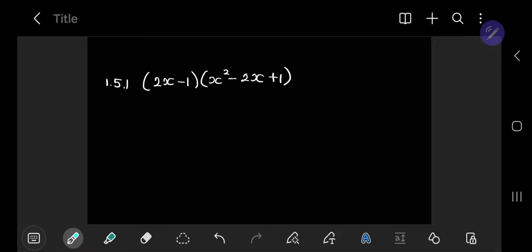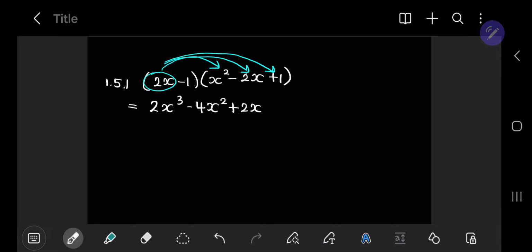So here's what we need to remember. The 2x from the first bracket needs to multiply with all three terms in the second bracket. Let's do that first. Doing so, 2x times x squared is going to be 2x cubed. 2x times negative 2x is negative 4x squared. 2x times positive 1 is positive 2x.